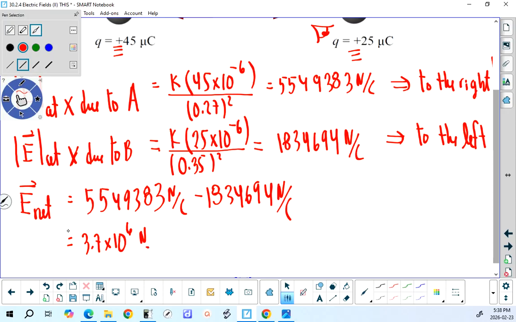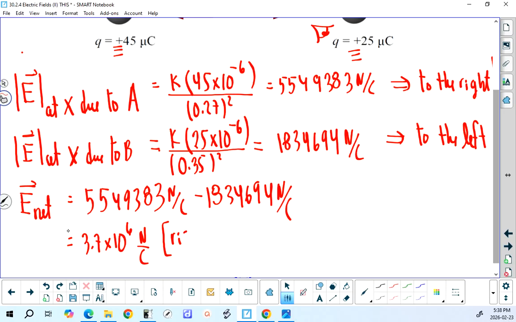Newtons per coulomb, and the direction here will be right because the larger electric field was to the right. And that's the answer to that example.